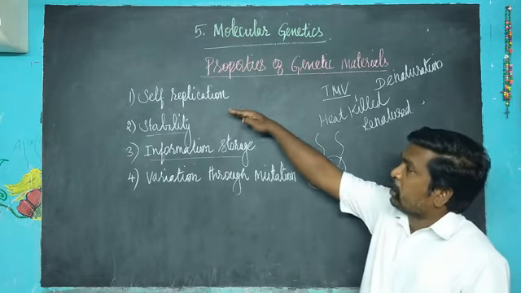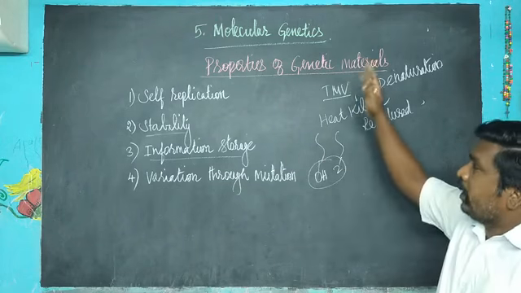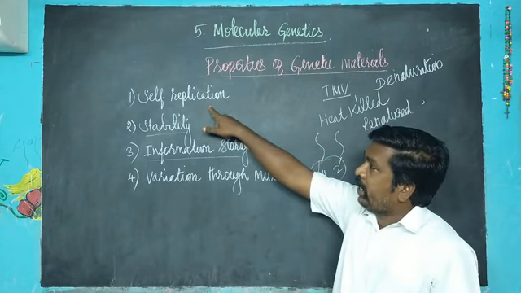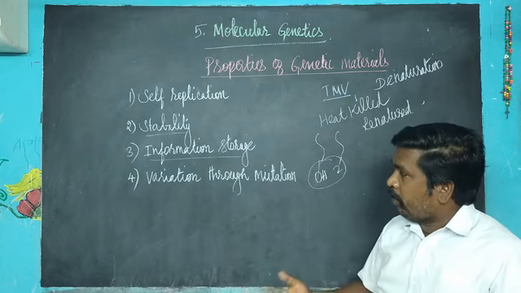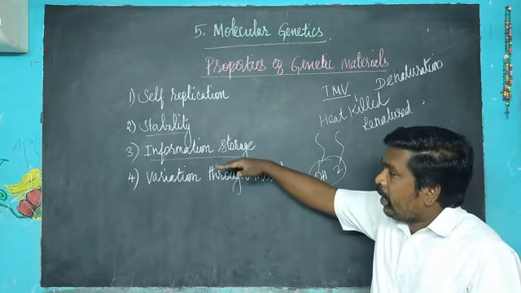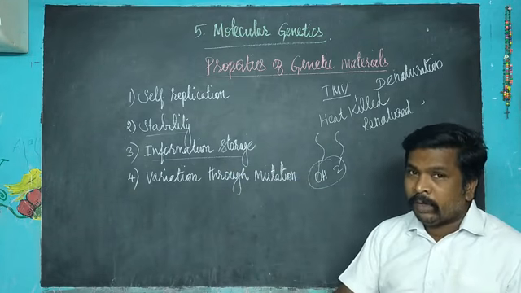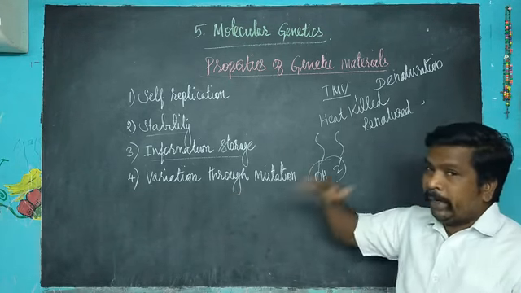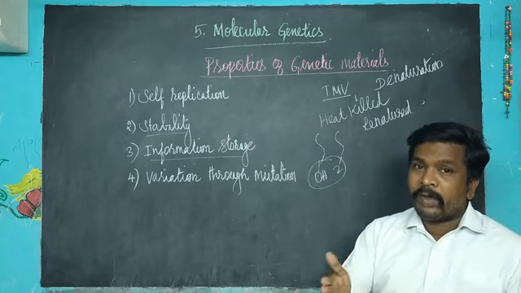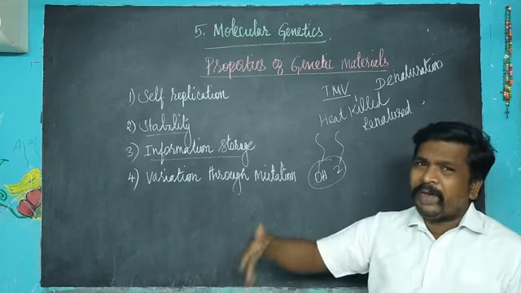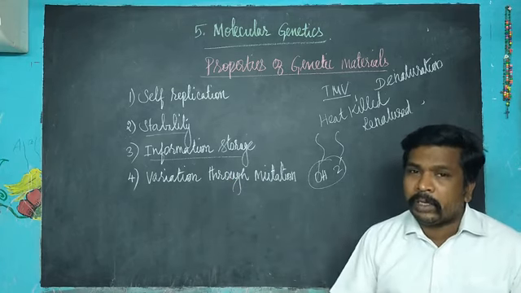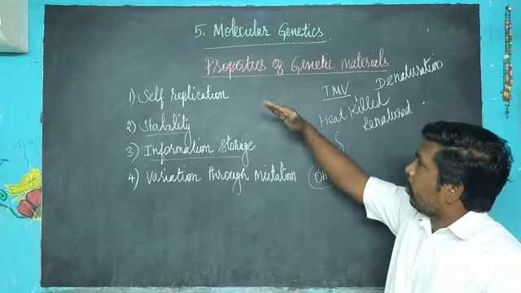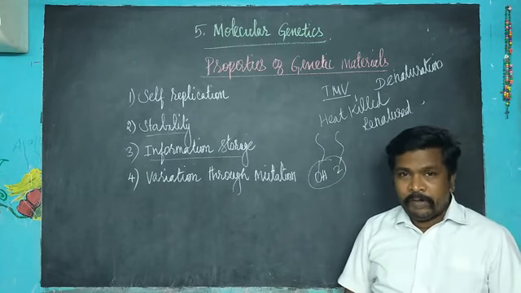So these are all the special character features of genetic material. To summarize the properties: genetic materials should have self-replication ability, stability, a more stable nature, and some information about the particular organism, which should be transferred to the succeeding generation. And the last one, variation through mutation. Mutation is a sudden heritable change, where the organism keeps on modifying. Variation happens, then mutation happens, and mutation leads to the formation of new species. These are all the special character features and properties of genetic material. Understood? Thank you.